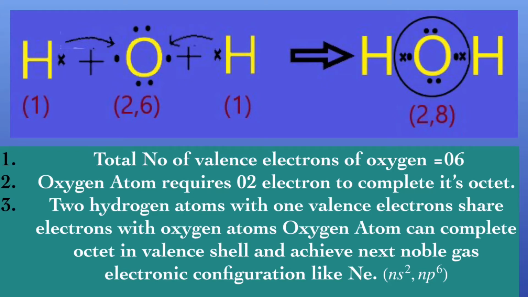So the 2 hydrogen atoms with 1 electron each share their electron with the oxygen atom. Oxygen atom completes its octet in the valence shell and achieves the electronic configuration like the noble gas neon. Hence the formation of water molecule takes place as the central oxygen atom in the molecule completes its octet. Hence this molecule is found to be stable.